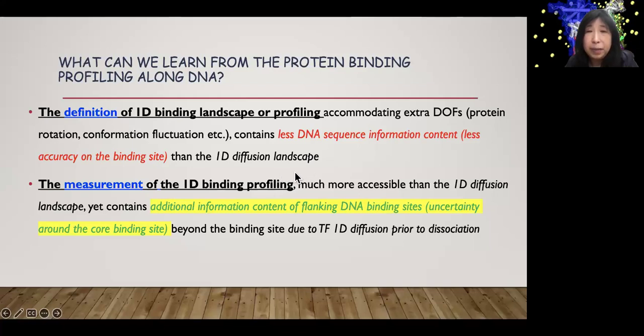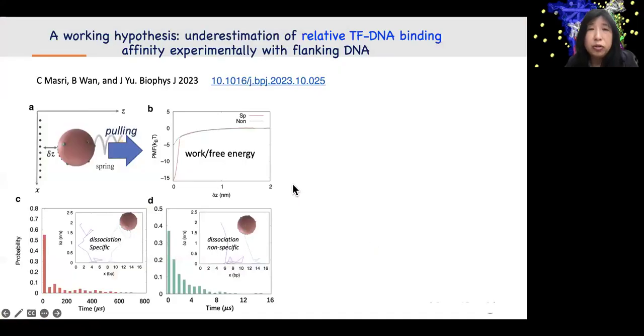But in most cases, the DNA segments involved in the measurements have flanking sequences. So besides these extra degrees of freedom, just around this dissociation distance, they also have this neighboring site, the flanking site impact, which further smears the information detection if you want to measure the protein binding profiling by way of protein dissociation.